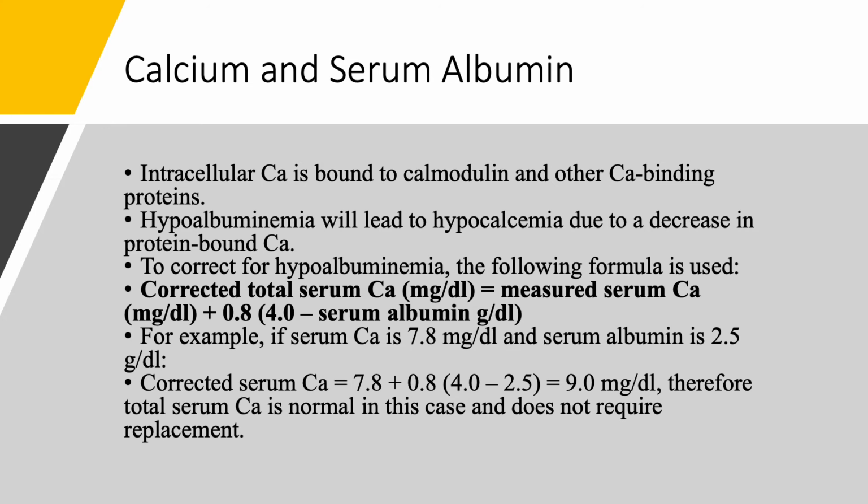So how do we correct for that? Well, we use this formula. We get the total serum calcium. Okay, how do we correct for that? You get measured serum calcium and then plus 0.8, and you multiply that by 4 minus serum albumin.